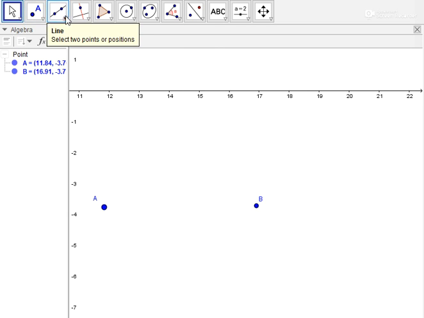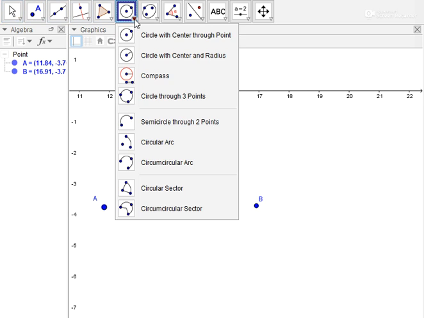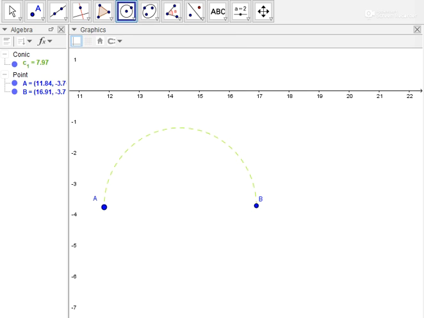After that, we draw a semicircle. So I go ahead and use a semicircle through 2 points, and I get this. So I got my semicircle. I changed the style to a dashed line in a color green.